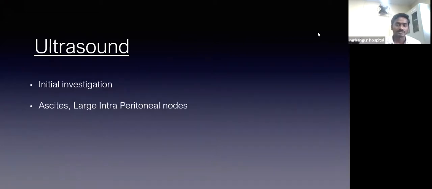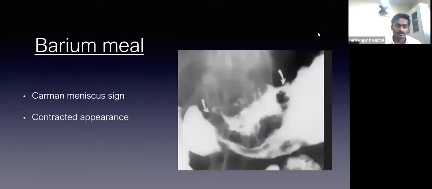Ultrasound is a basic initial investigation. If ascites and large intraperitoneal nodes are detected in the ultrasound, then most of the time diagnostic laparoscopy and FDG PET are not required. Barium is not routinely done now. In the initial days, they used barium studies. A malignant ulcer usually produces a Carman-Meniscus sign. In diffuse gastric cancer such as linitis plastica, the stomach shows a contracted appearance.